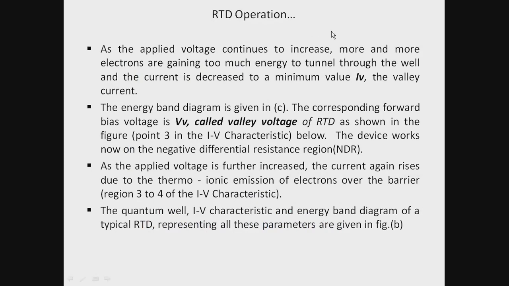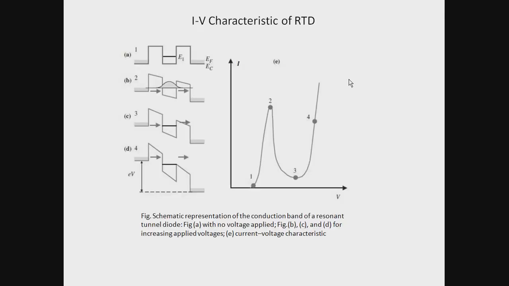Now, as applied voltage continues to increase, more and more electrons gain too much energy to tunnel through the well, and the current decreases to a minimum value IV, the valley current. So here we have seen that when the applied voltage is further increased, the current through the device gets decreased and reaches a minimum value IV, that is what is called the valley current, at a particular voltage called the valley voltage. So this valley current occurs at a valley voltage, which is the biasing voltage in the forward direction for this device.